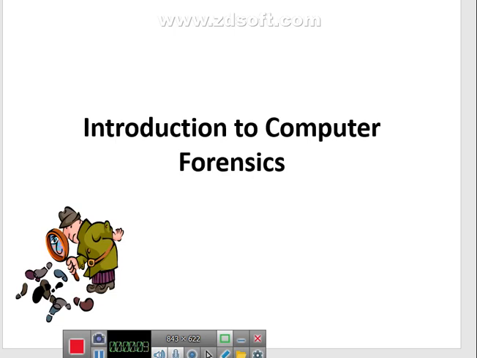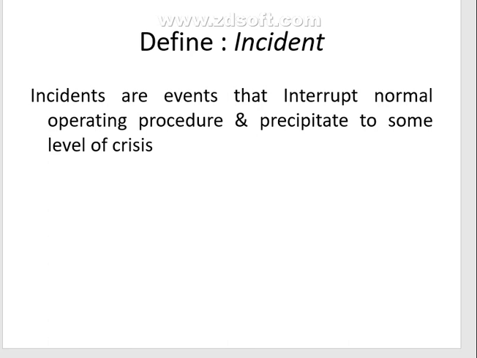So, to start, we're going to start by defining what an incident is. In order for us to have an appreciation of what computer forensics is all about, we have to have a clear understanding of what an incident is. Basically, an incident, we can say, is an event that interrupts the normal operating procedure and precipitates some level of crisis.